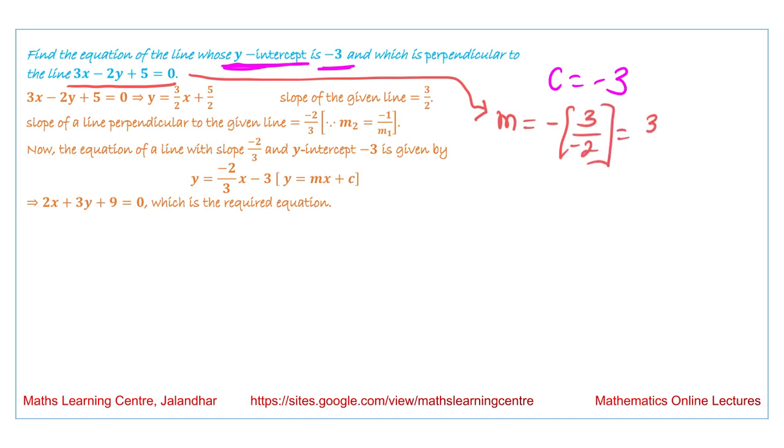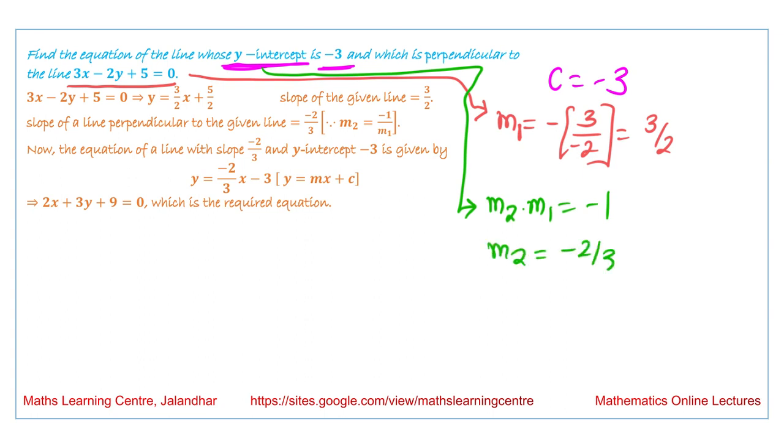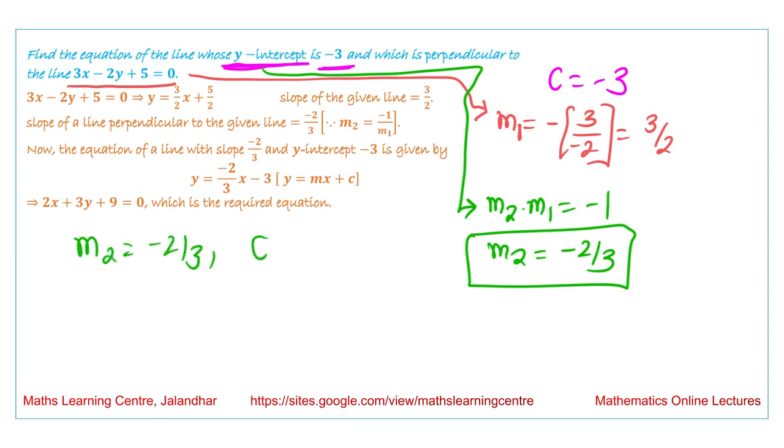Answer we obtain, it is 3 by 2. We are writing it as m1. Now the slope of this line, that is m2, we have to calculate. It should satisfy m2 into m1 is equal to minus 1. So the value of m2 we will have is minus 2 by 3.